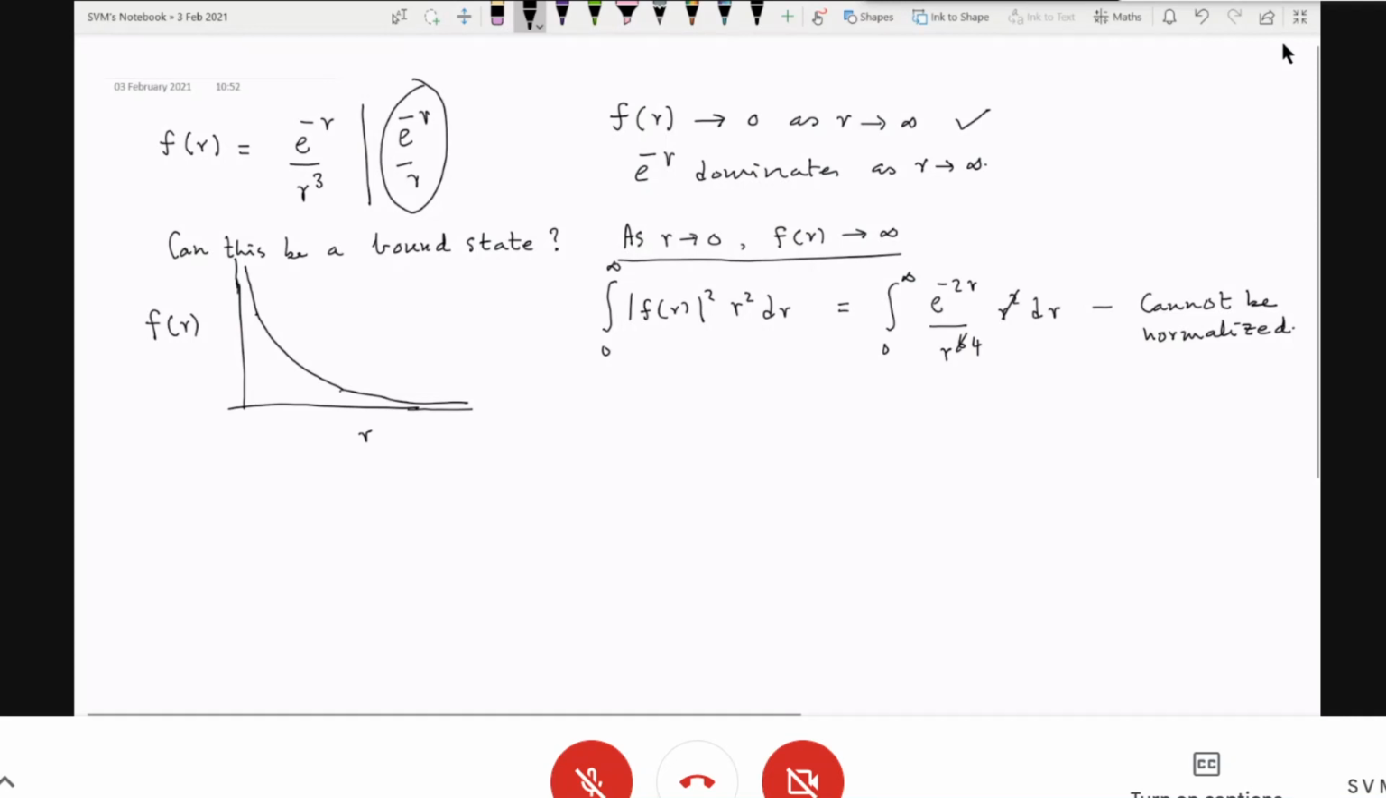Of course, r is a radial coordinate and it varies from 0 to infinity. So in this region, this does not admit normalization because this integral is divergent. So the answer for this is no. It cannot represent a bound state.